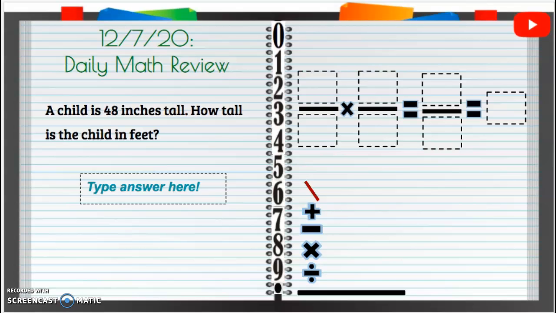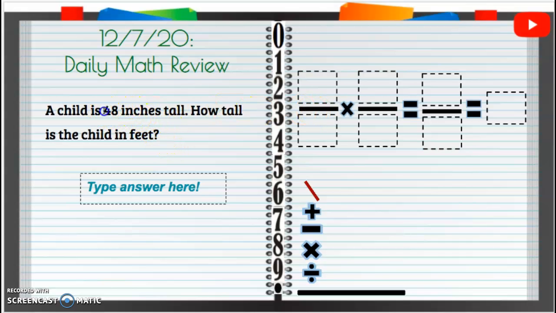December 7th, 2020 Daily Math Review. A child is 48 inches tall. How tall is the child in feet? All right, so remember, we have our conversions. So let's use our boxes over here on the right and see how tall the child is in feet.